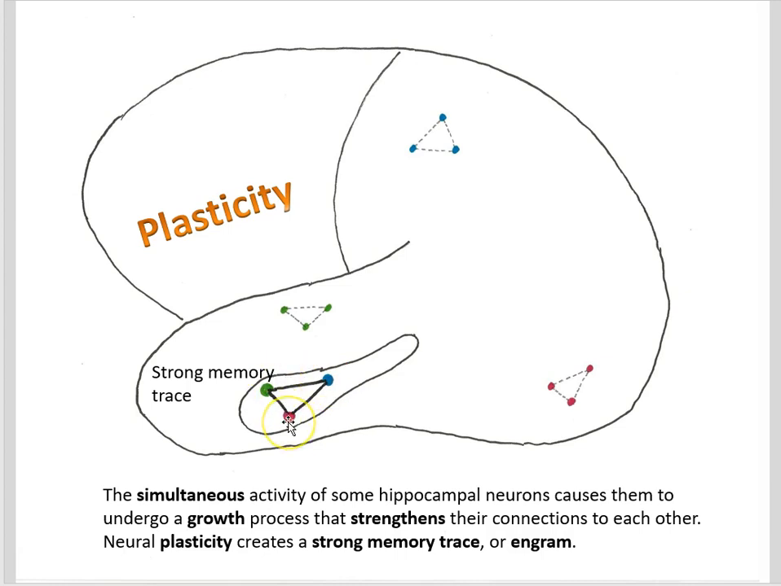When those hippocampal neurons are activated, the simultaneous activity of those hippocampal neurons causes them to undergo a growth process that strengthens their connections to each other. And this is where neuroplasticity comes into play. We'll say more about that in future lessons. So neuroplasticity, that's a growth process that will strengthen the connections, strengthen the communication between those activated neurons. That takes place in the hippocampus as a result of the learning event. And thus we call this a strong memory trace, otherwise known as an engram. So neuroplasticity is the key to setting up a population of cells here that represents a memory trace of the learning event.